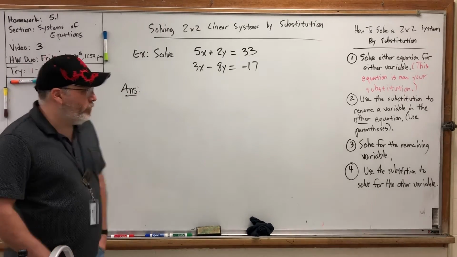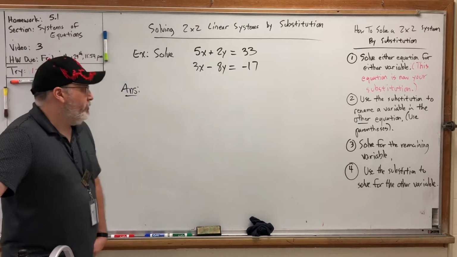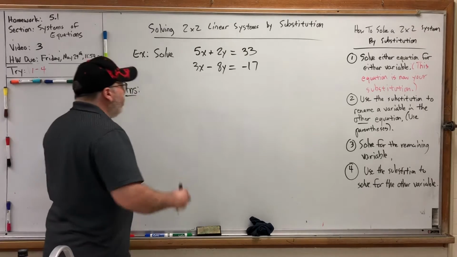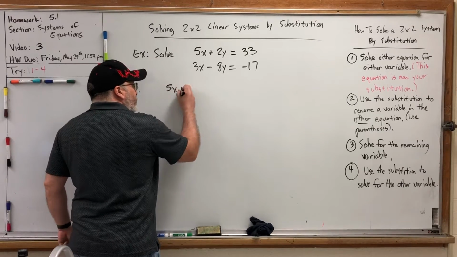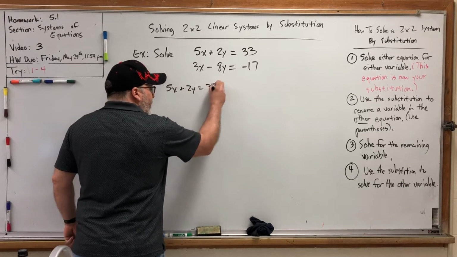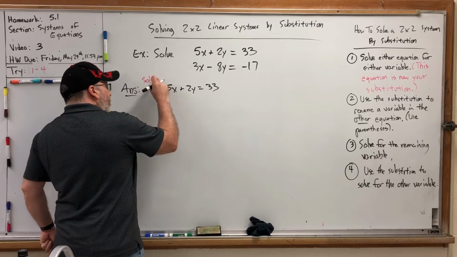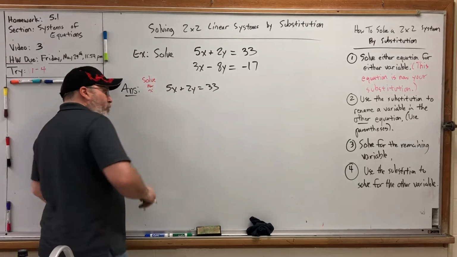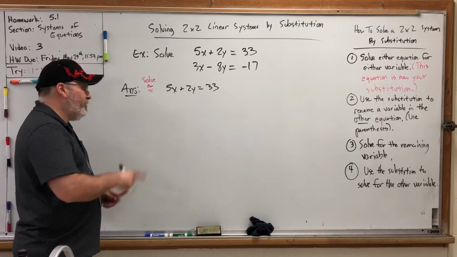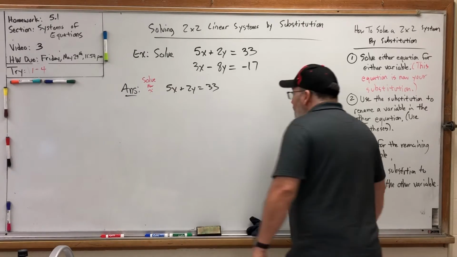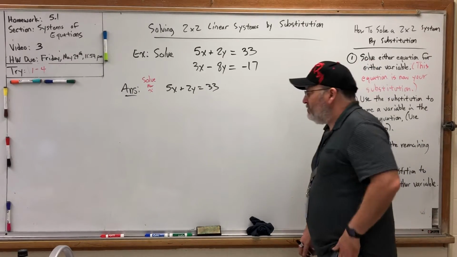Step 1, solve either equation for either variable. There's no clear-cut winners here. So let's just pick the first x. Let's take 5x plus 2y equals 33, and let's solve for x. Why? Because I have to pick something to solve for, and I just picked that. If you don't like it, fine, pick something else, and we'll get the same answer as long as we both do our steps correctly.